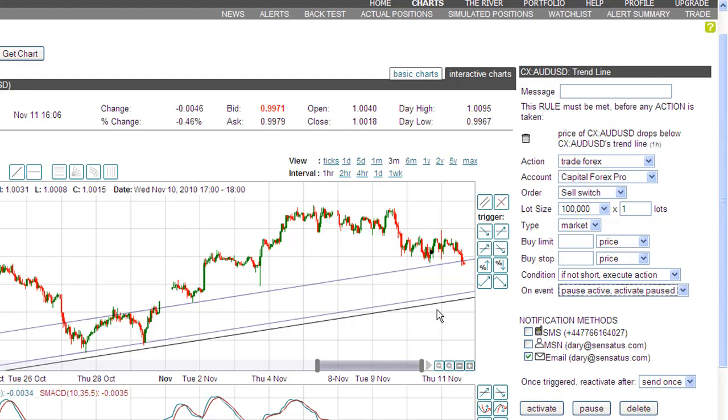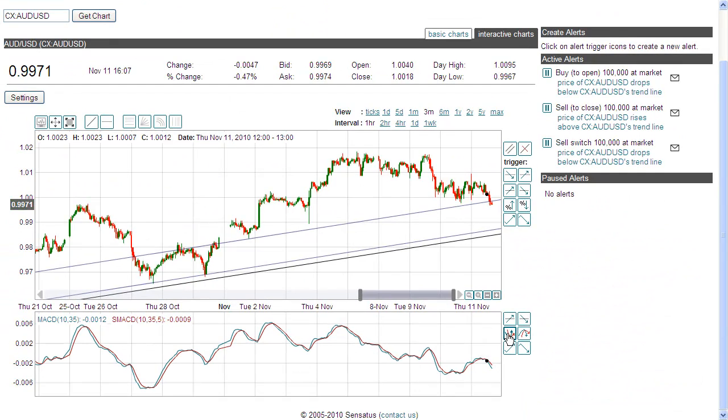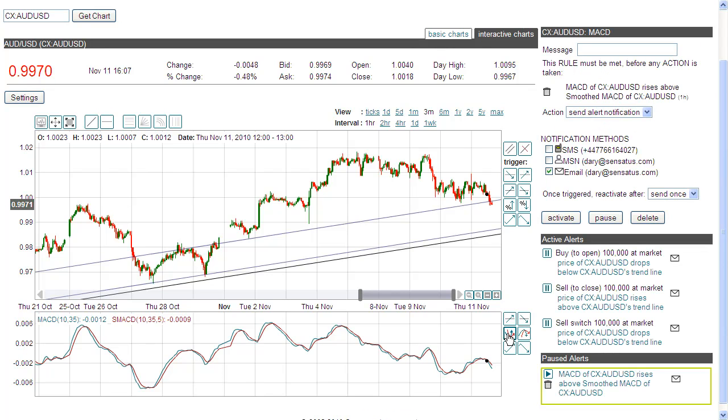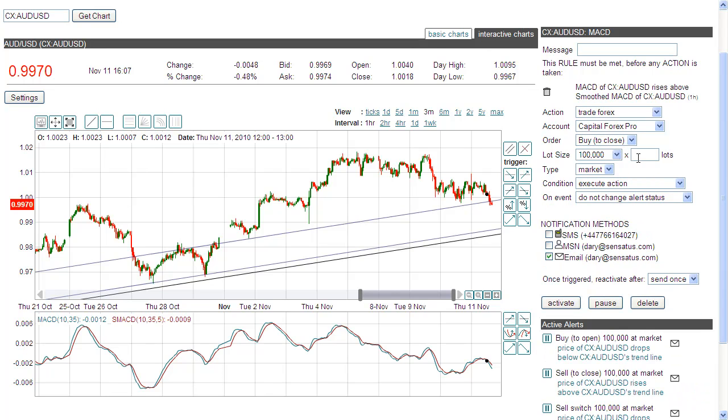So the minute the price breaks through this lower trend line, I will switch into a sell short position, pause the two active rules that I have running here, and then activate a MACD alert based trade that I'm now going to set up. So for this last rule, I'm looking for a MACD crossover to close any short position if the price breaks the stop trend line. I'm going to buy to close a short position.